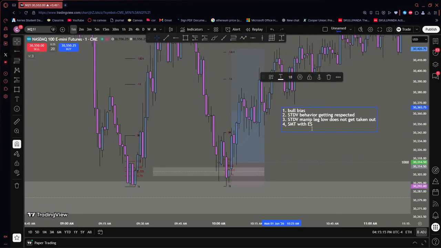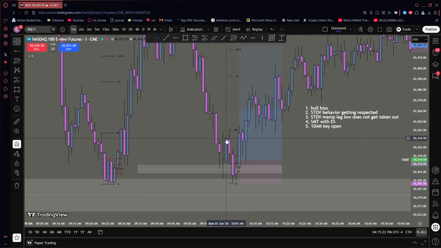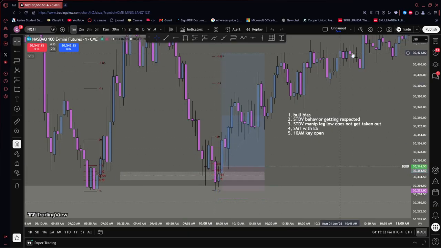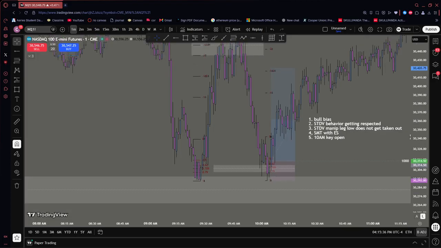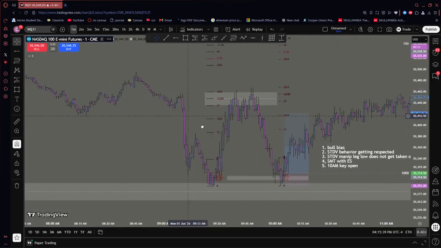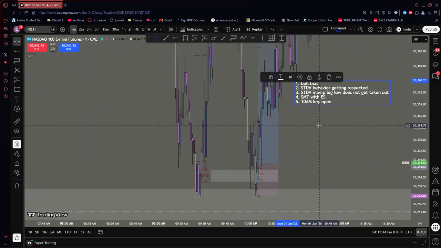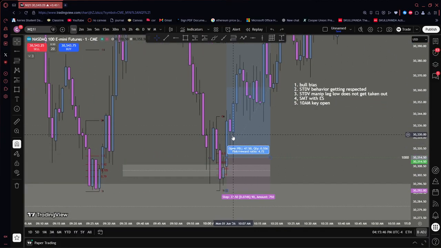Number 5, 10 a.m. key open. What did I say? 10 a.m. you open, you want to see a manipulation down or in the opposite direction, and then a close back above, and then a retrace into the 10 a.m. key open, and then it'll pump or dump. It'll just Drake candle back into the opposing direction that the market has been going in. Market has been bearish. Bias is bullish. So with this tap, this aggressive blue candle, this tap and wick into 10 a.m.